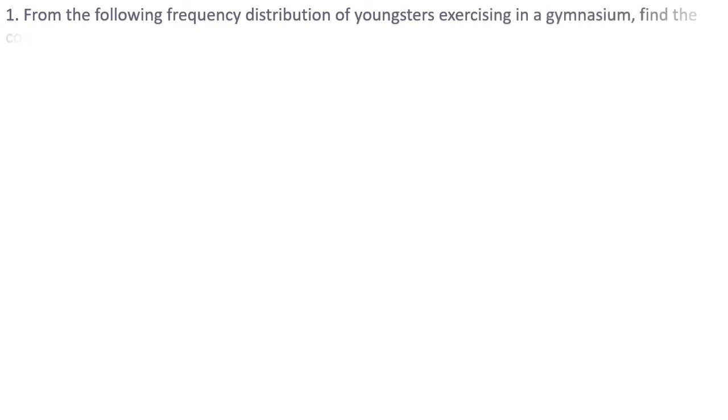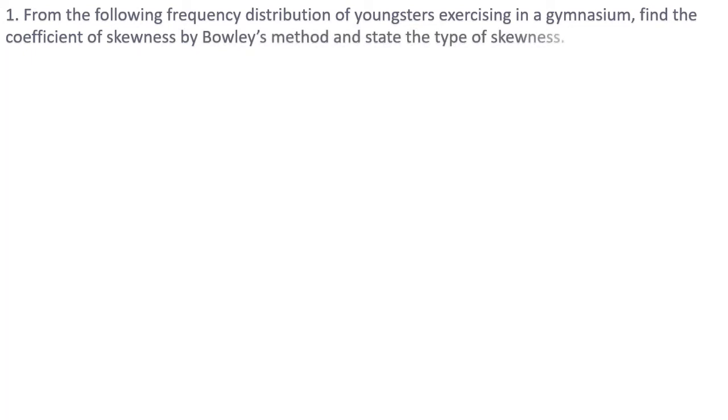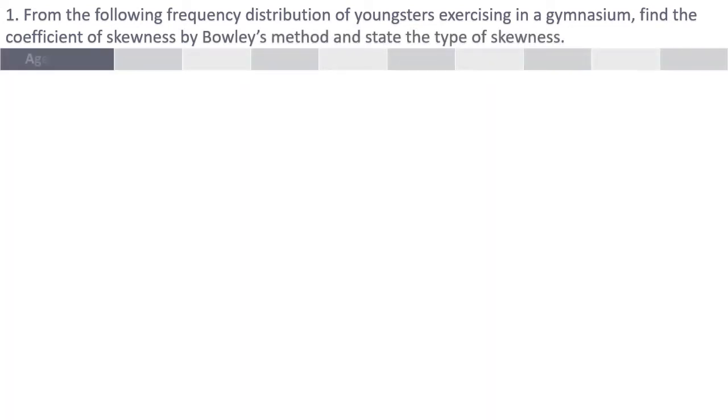Question number 1. From the following frequency distribution of youngsters exercising in a gymnasium, find the coefficient of skewness by Bowley's method and state the type of skewness. Okay, so the data is given as age in years: 17, 18, 20, 22, 23, 25, 26, 28 in total.